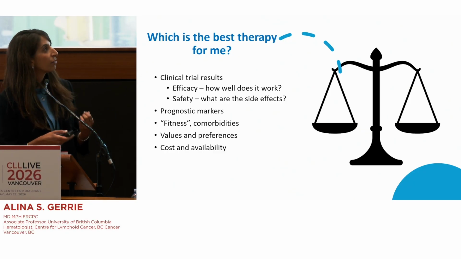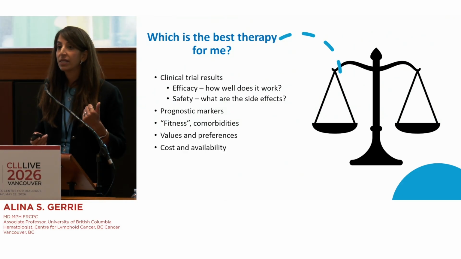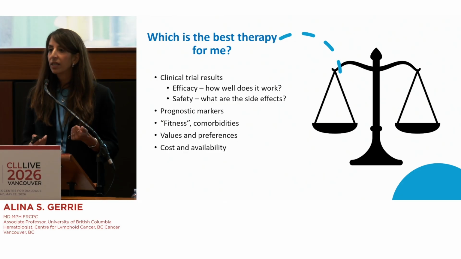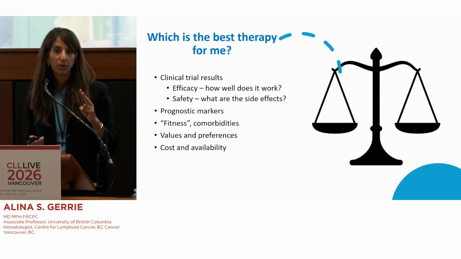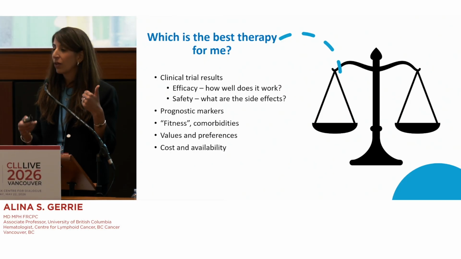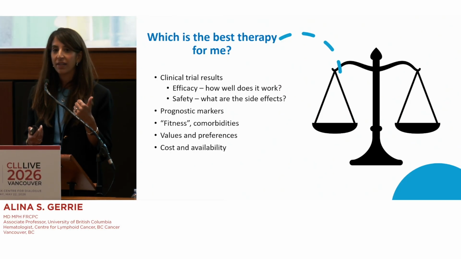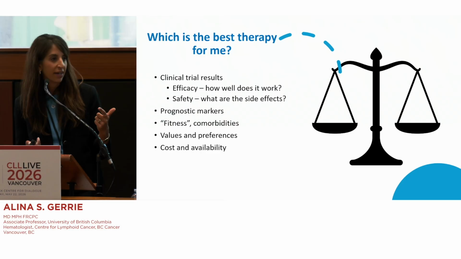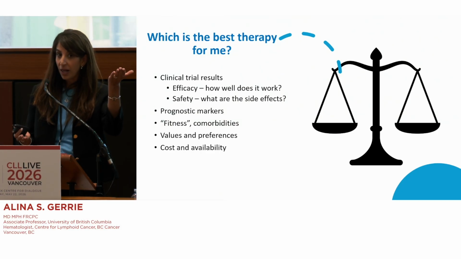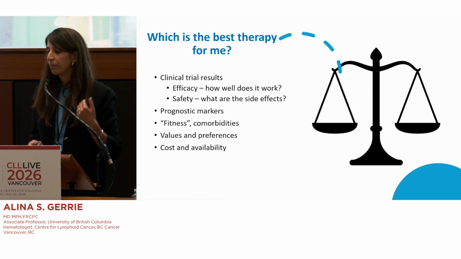And we're always thinking of a number of things when we're thinking about what to recommend for treatment with somebody. So first of all, we want to know what does the data show? What does the science tell us about these drugs? When we look at clinical trials, we're looking at 2 things primarily. Efficacy, which means how well does it work? How long are people staying in remission? How long are they living? And safety. What are the side effects? What's the balance between we want something that works really well, but it also has to be safe and tolerable?